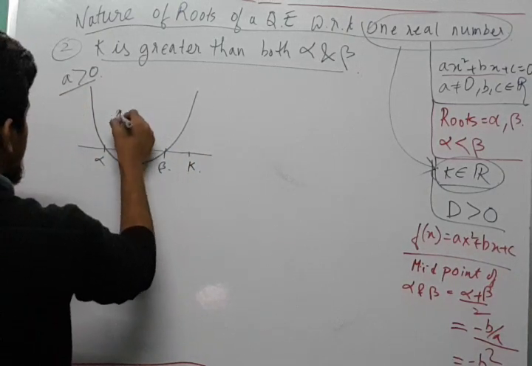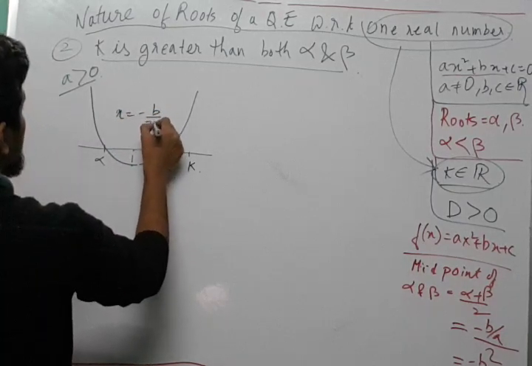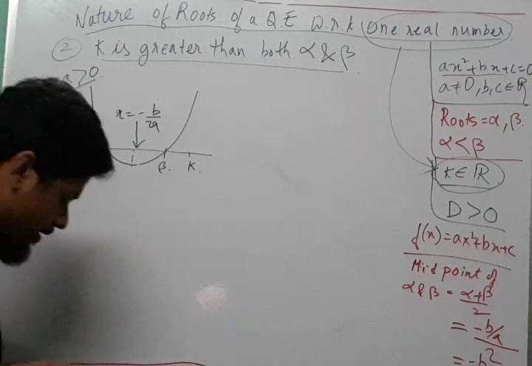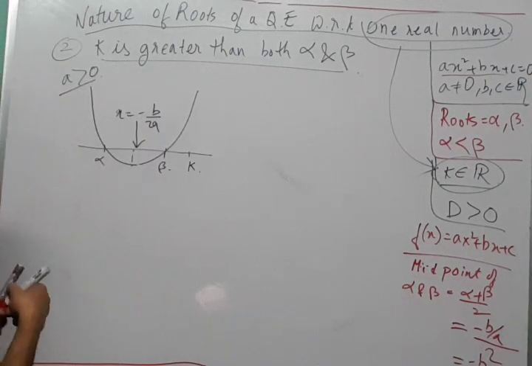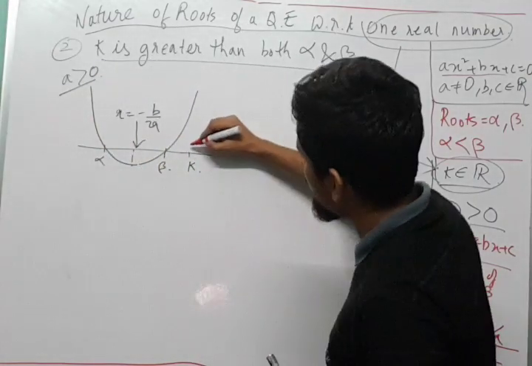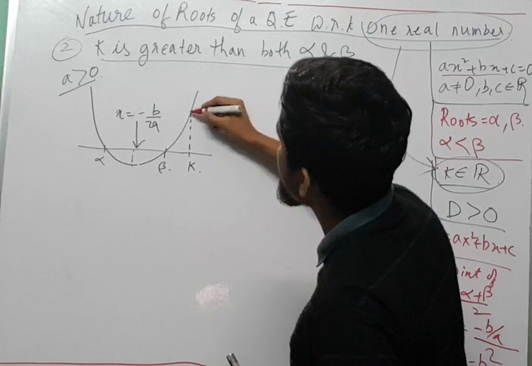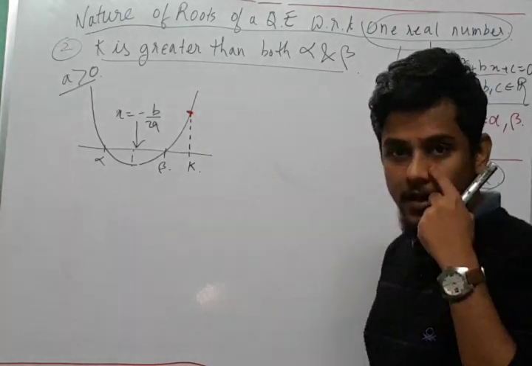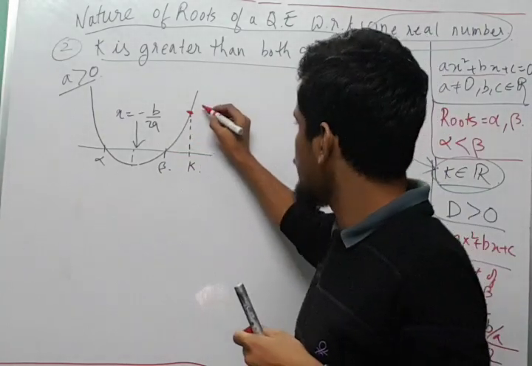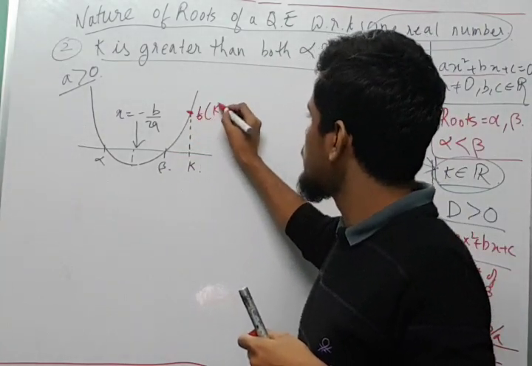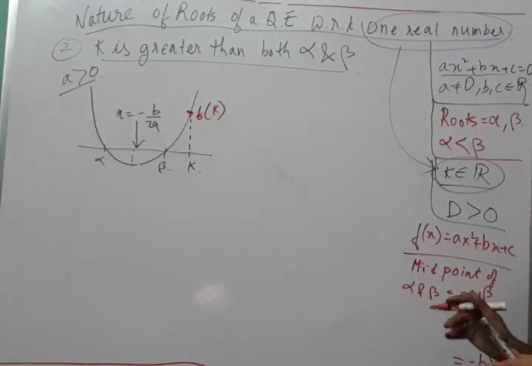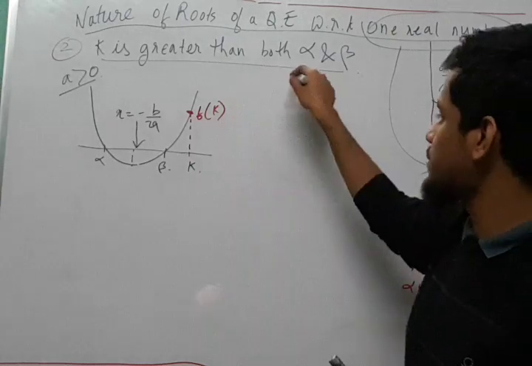Now this point where the quadratic expression has the least value, basically this point is the point where x is equal to minus b by twice a. So this is the point. Okay, and now what we'll try to do is draw another vertical from k towards the quadratic expression. So this will look somewhat like this, and the point at which that straight line will intersect the quadratic graph will be basically f(k). Okay, I have already mentioned f(k) in the previous condition that we took.